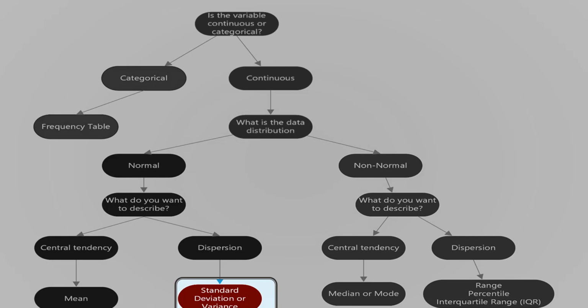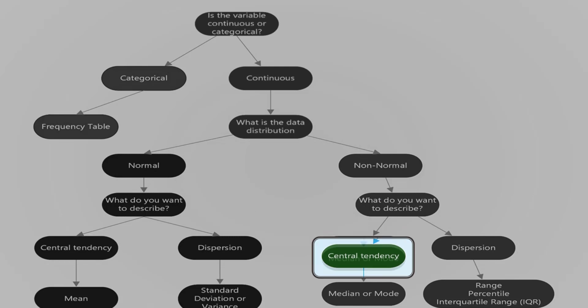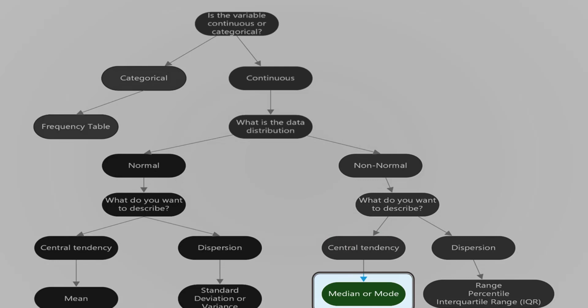What if the distribution of the data is not normal? Again, just like when the distribution was normal, you still need to decide on the type of descriptive statistics you want. If it is a measure of central tendency, you have two options: the median or the mode. And if it is a measure of dispersion you want, your options are even more varied. You can do the range, percentile, and the interquartile range.